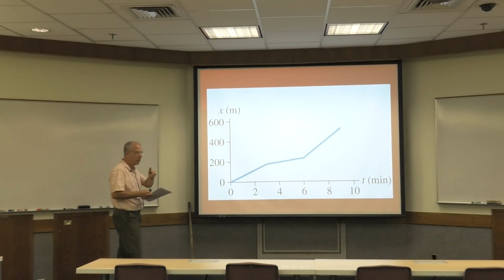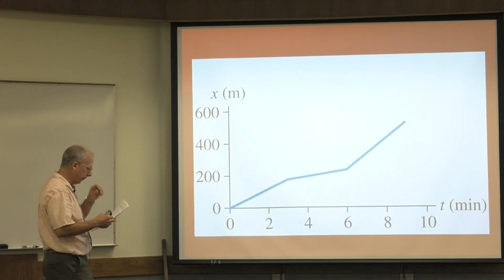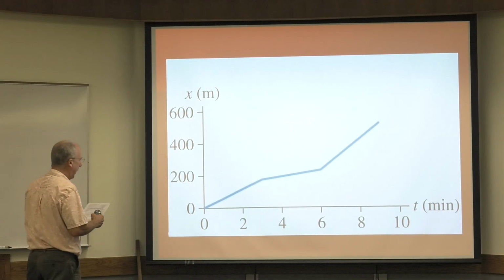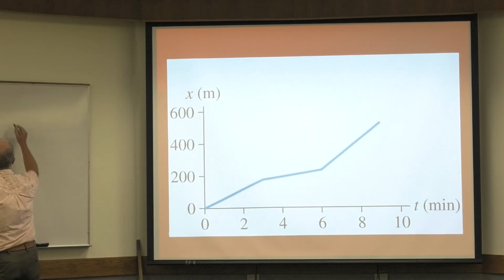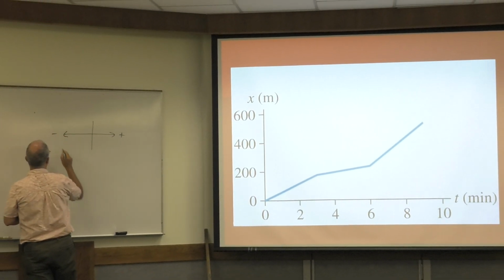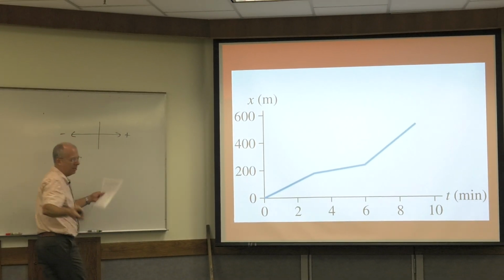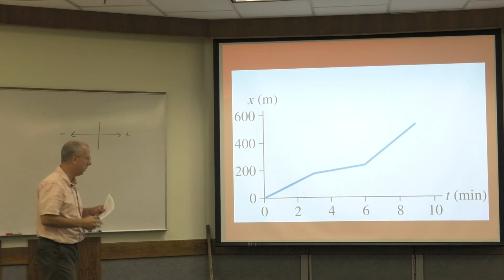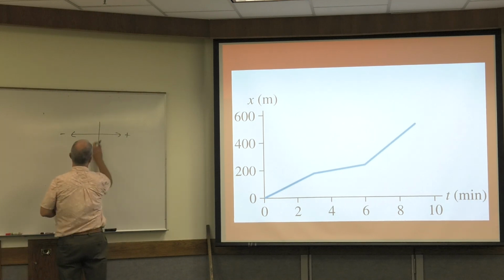One-dimensional motion, that's all we're doing. Again, in one-dimensional motion, this is the positive direction, that's the negative direction. That's just a decision we made. Just keep it simple. And this is the origin.